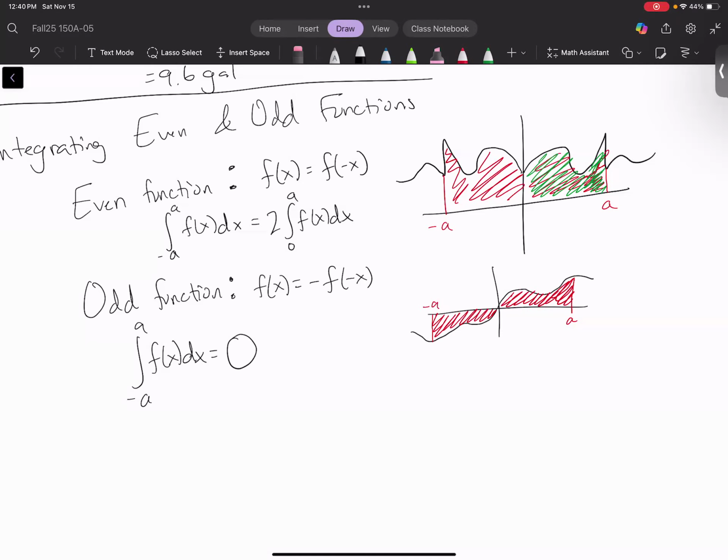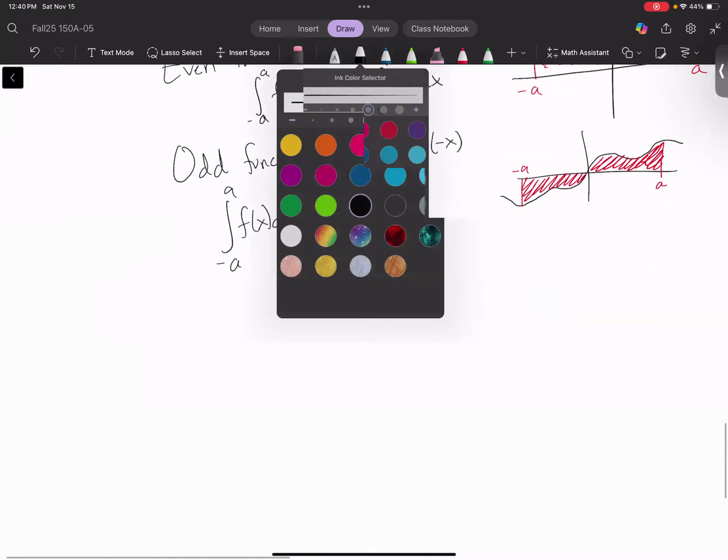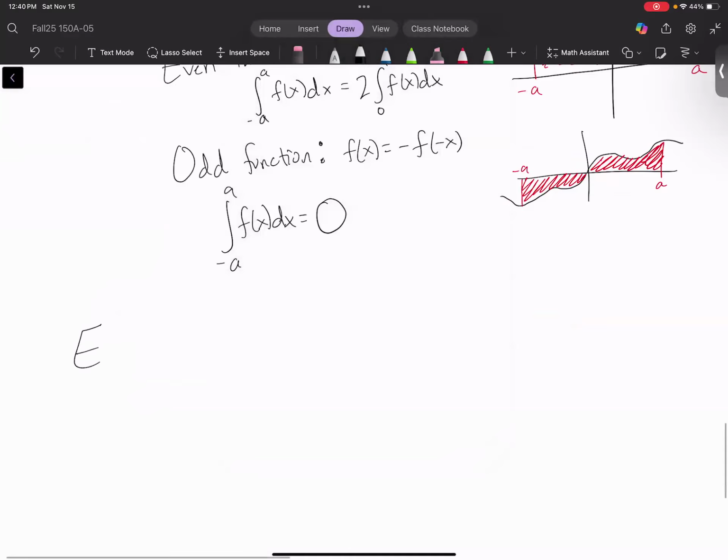So let's go ahead and try it. Example: the integral from negative 2 to 2 of 3x to the 8th minus 2 dx. Remember, we've got to check two things. There's two things here.